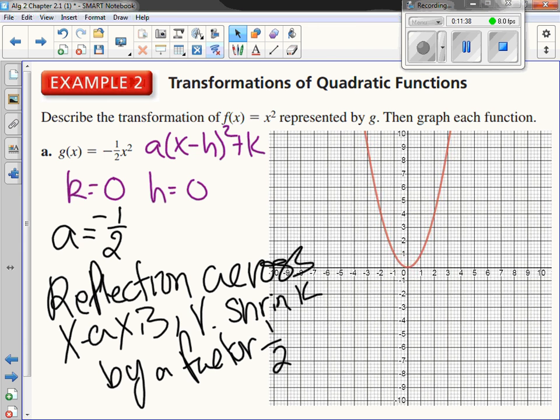Questions on this here? And really what that means, that reflection across the x-axis means instead of it going up, it's going to go down. Shrink by 1/2, it's going to be wider.